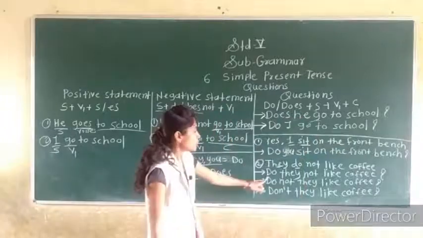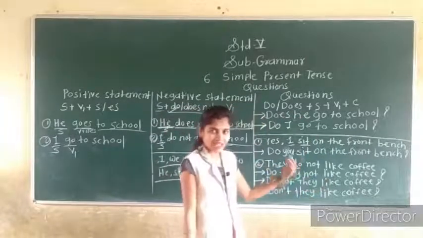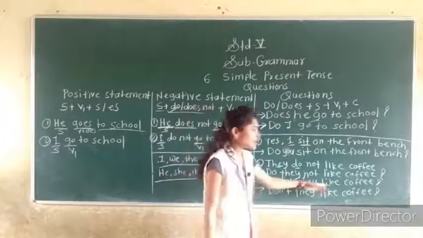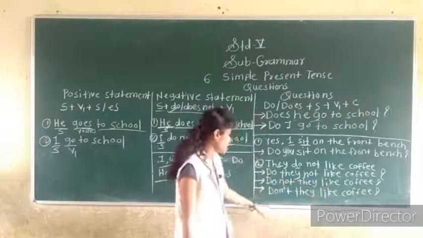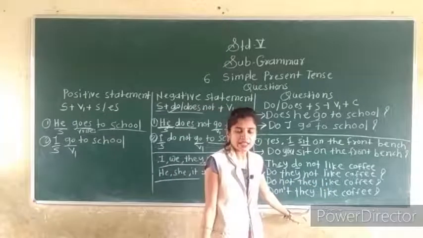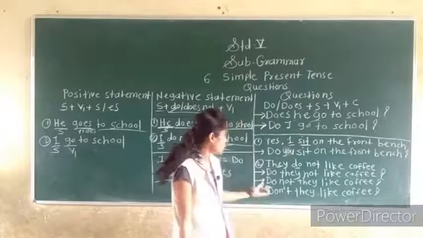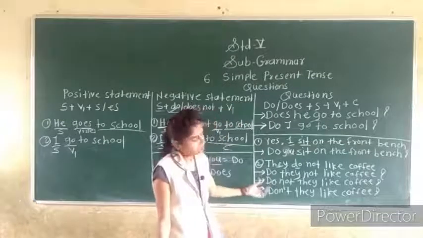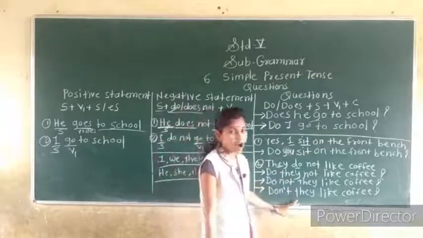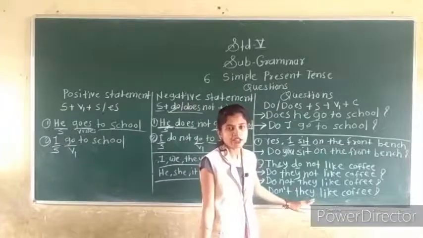See the questions. Do they not like coffee? You can ask like this also. Do not they like coffee? You can ask like this also. And don't they like coffee? Like this you can ask. So, three types are there. In each statement, these three all are the correct. Anyone you can use there.